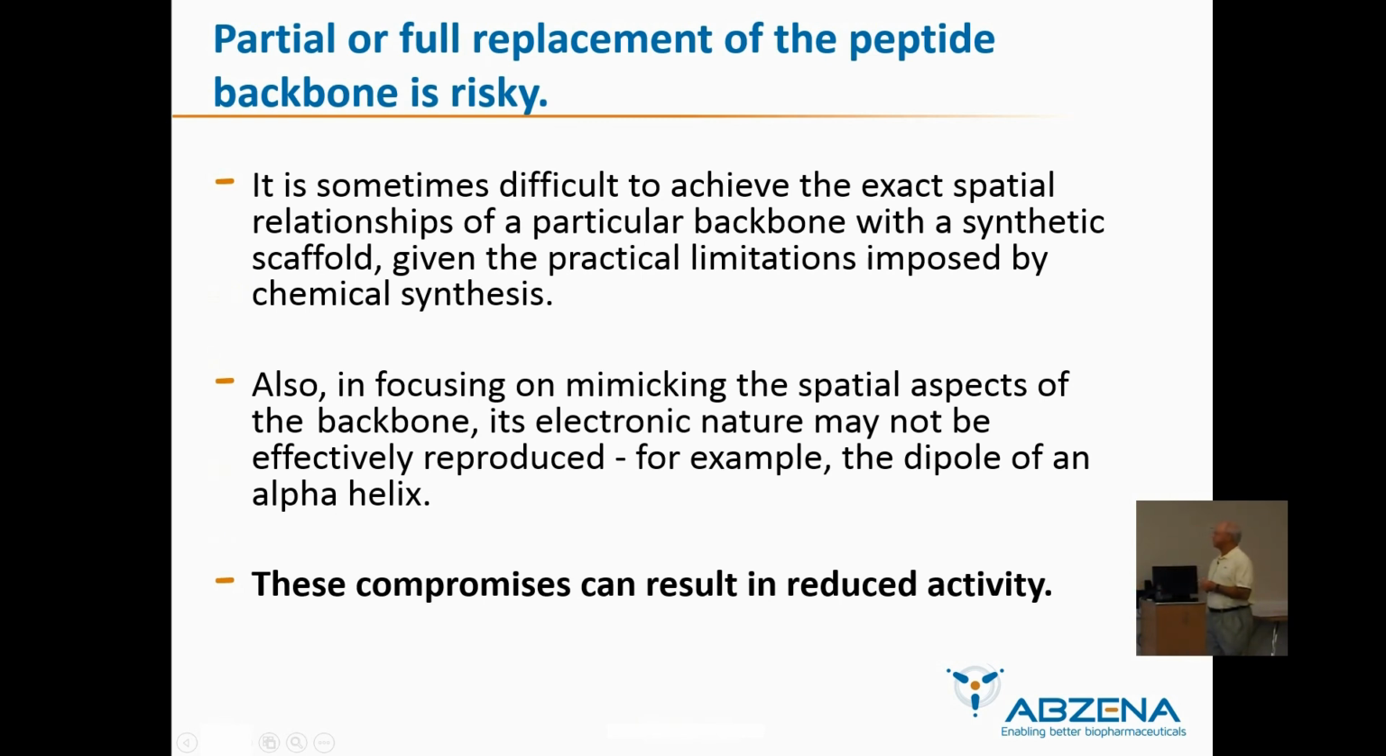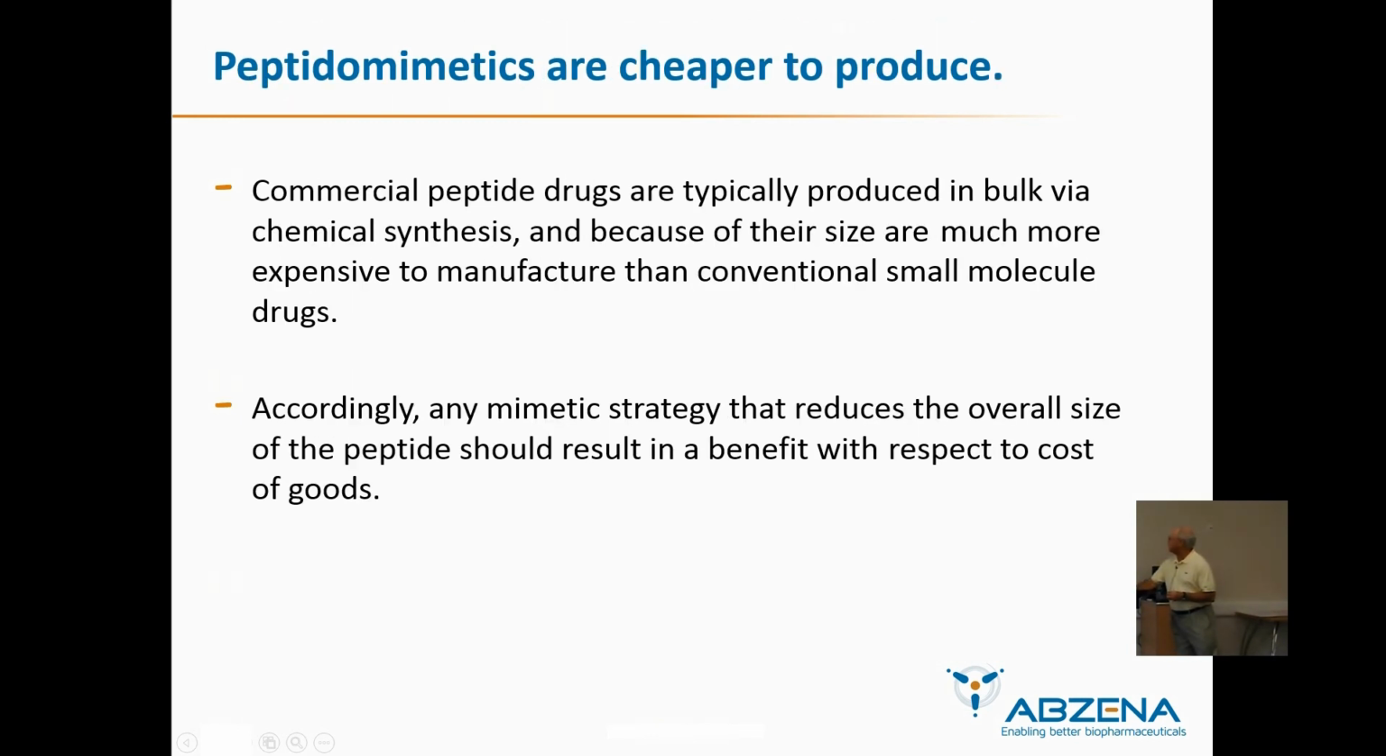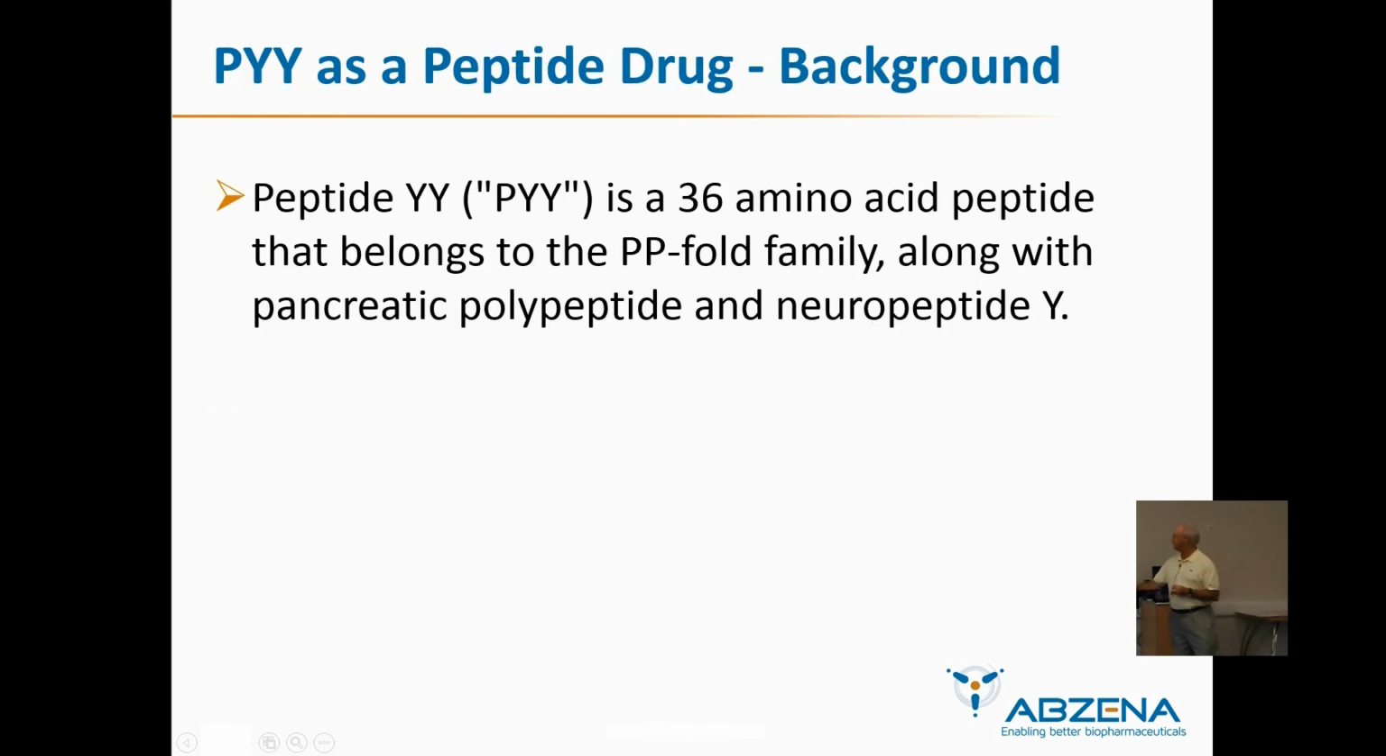And of course, that's a risky thing to do because nature, these peptides have evolved to fit properly, and if you start chopping pieces off, you worry that you're going to lose a lot of activity. But one advantage of chopping out a lot of the peptide is that you get a cheaper molecule to manufacture, because making a peptide is expensive and is a function of the length of the peptide. So anything that shortens the peptide should help in terms of cost of goods.